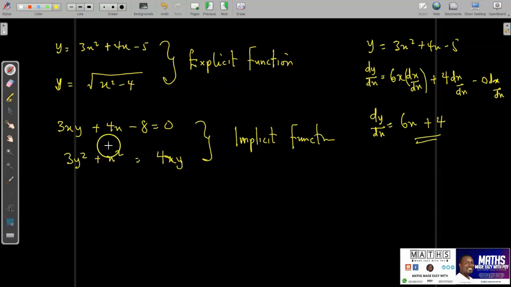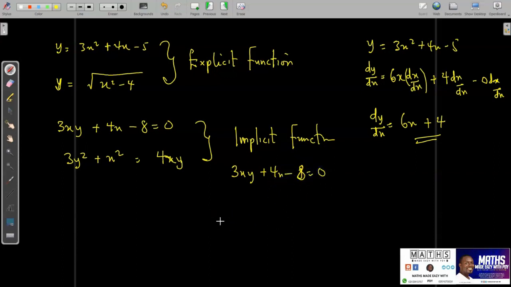So let me take one example of an implicit function. Let's say this one. I'm going to consider the first example here before we go into detail. This is just an introductory aspect. I'll go back to review whatever I've said for better understanding. Okay, so we've been given a question like 3xy plus 4x minus 8 all equal to 0. We've been asked to differentiate.